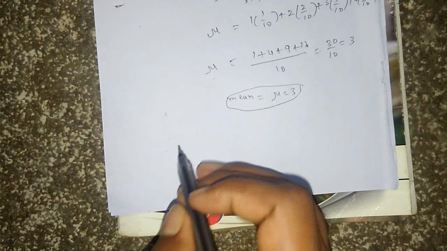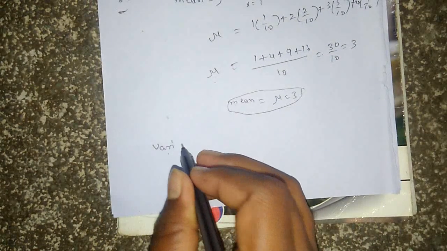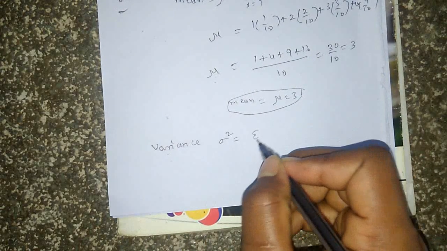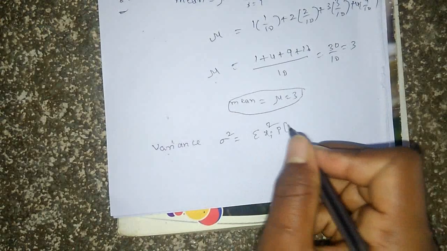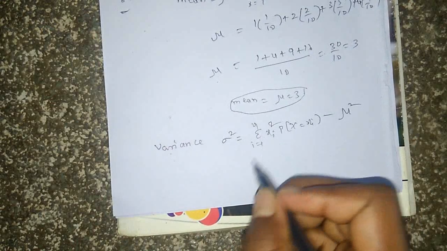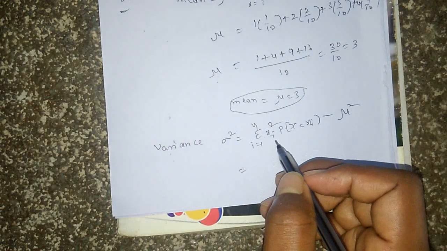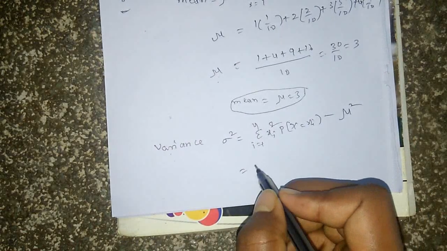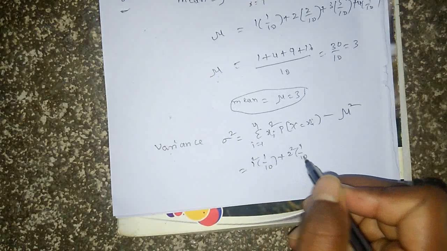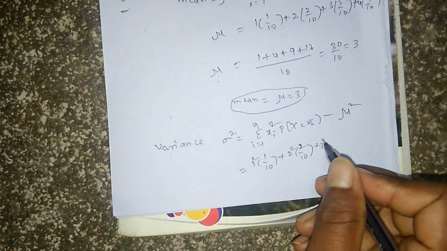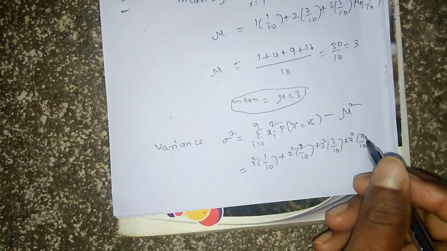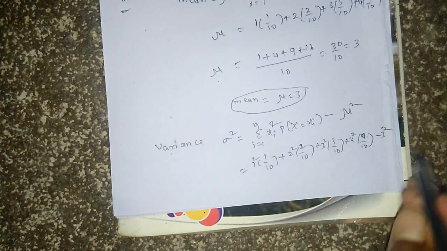Next, variance, denoted by sigma square, is equal to sigma xi square P of x is equal to xi minus mu square, where i varies from 1 to 4. Xi square means square the range of the random variable, that is 1 square into 1 by 10 plus 2 square into 2 by 10 plus 3 square into 3 by 10 plus 4 square into 4 by 10 minus mu square, which is 3 square.